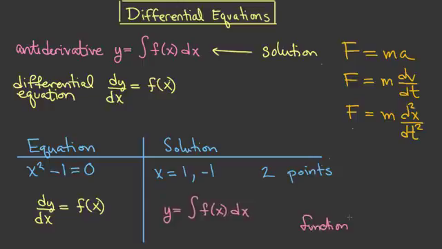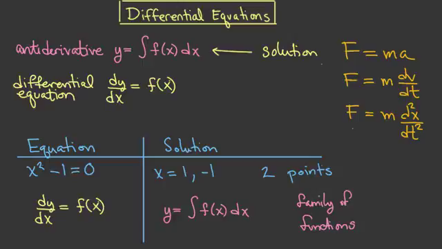But it's more than that. Remember, the antiderivative is not unique. There are many antiderivatives that differ by a constant. So the solution to this differential equation is not one function, but rather a family of functions. You'll see that this is true in general. The solution to a differential equation is a family of functions, that is, a collection of infinitely many functions.